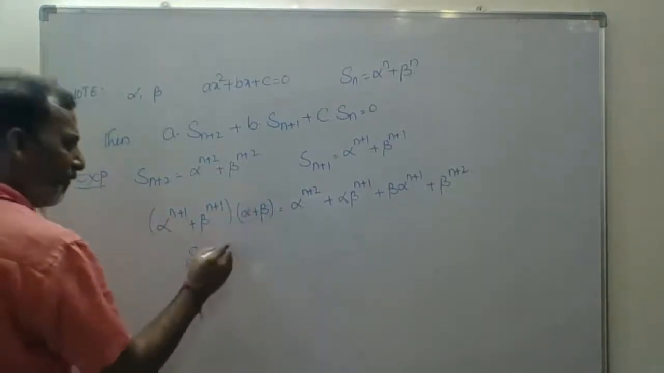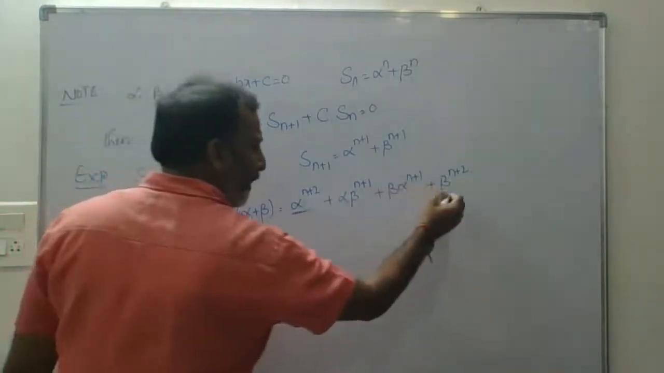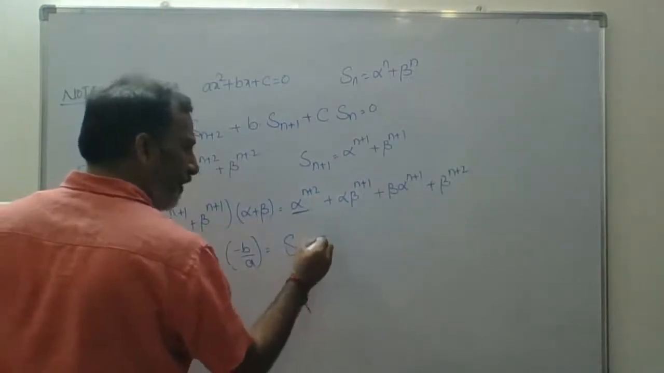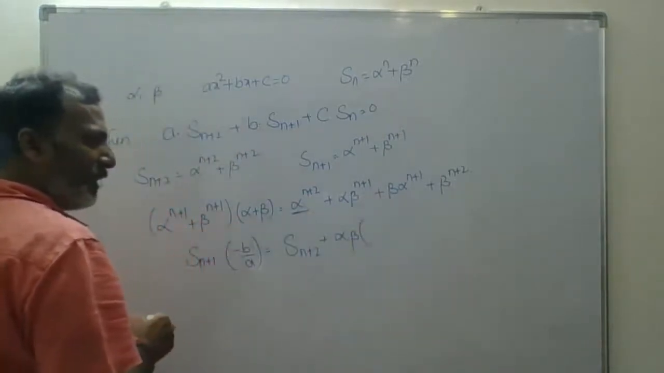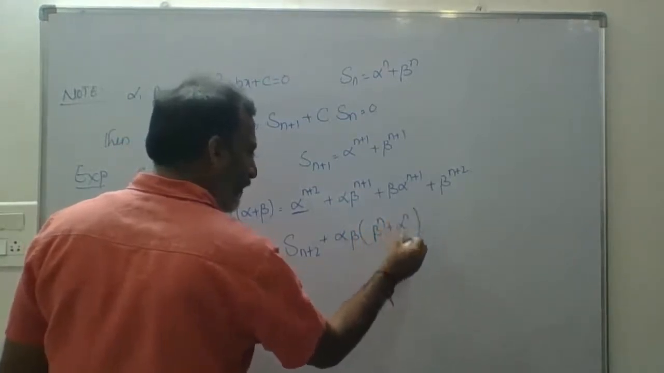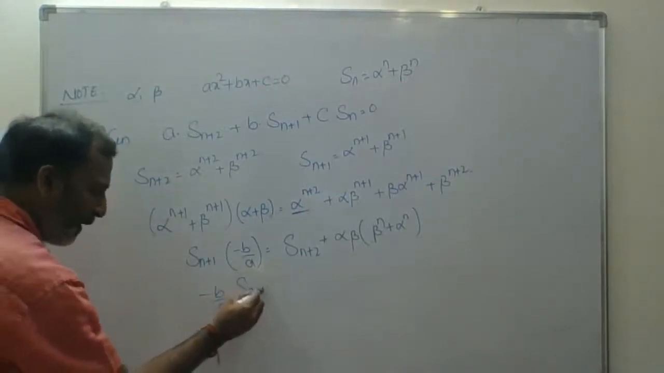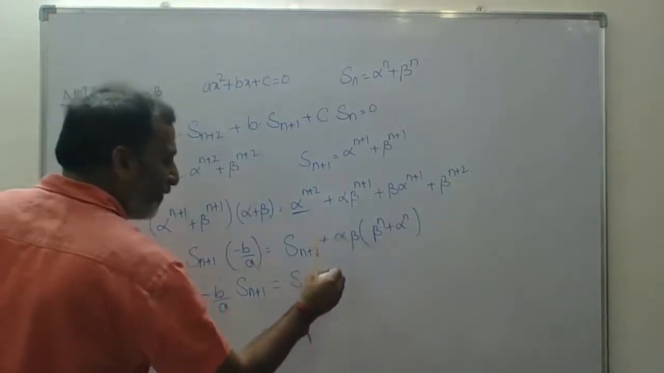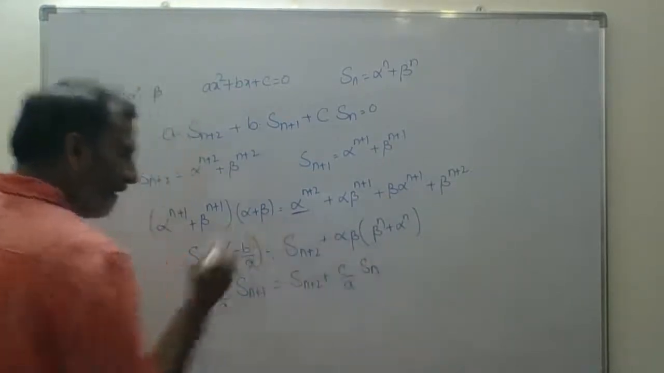Sn+1. వాట్ ఈస్ ఆల్ఫా ప్లస్ బీటా అంటే -b/a. Sn ప్లస్ ఆల్ఫా పవర్ n+2 ప్లస్ బీటా పవర్ n+2 కలిపితే ఏమవుతుంది అన్న? Sn+2. ఈ రెండింటిలోంచి ఆల్ఫా బీటా కామన్ తీయండి. కామన్ తీస్తే ఏమొస్తుంది? బీటా పవర్ n ప్లస్ ఆల్ఫా పవర్ n. సో -b/a into Sn+1 is equal to Sn+2 plus alpha beta Sn. What is alpha beta, product of the roots? What is this? Sn, c/a into Sn.